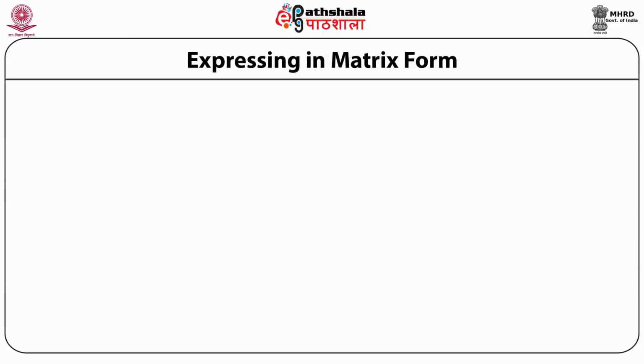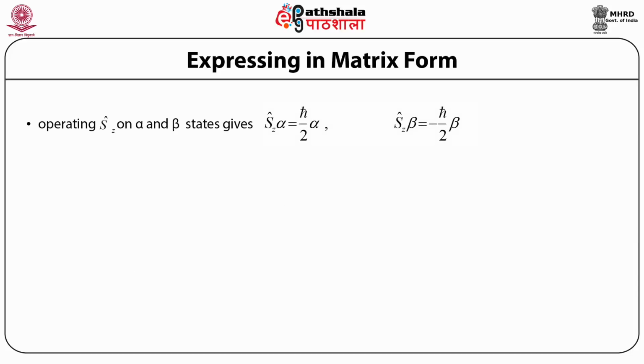Expressing the spin operators in matrix form. So now we will see that these components of the spin operators, that is the x component, the y component and the z component, how these components can be expressed in matrix form. So first of all, we start with the z component of the spin operator, that is Sz, and we see that when the operator Sz acts on the eigenstate alpha and the eigenstate beta, what does it return?